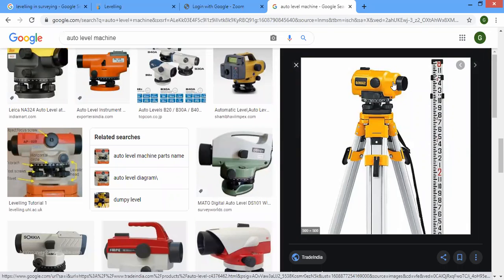So can you see the cursor moving? Anyone confirm? Can you see the cursor? You can see.